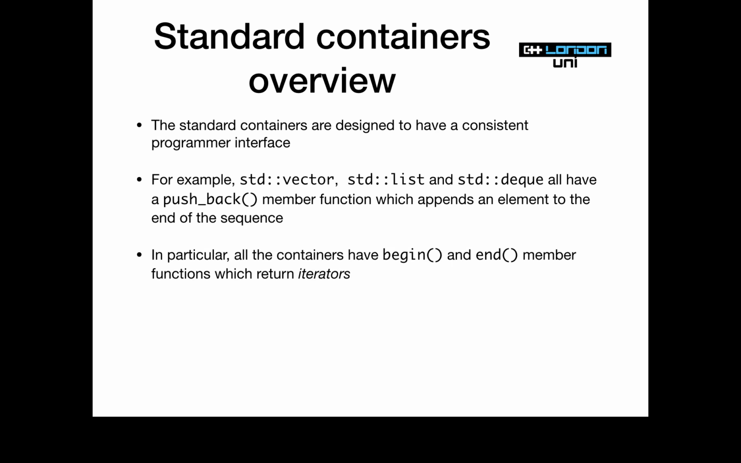And in particular, very importantly, all the containers have begin and end member functions, which return iterators. So this iterator thing that I've been going on and on about for the last few weeks: we call begin, it gives us an iterator to the start of a container. Call end, it gives us an iterator to one past the end of a container, and then we can pass the things that begin and end give us to the algorithms to do useful things with the elements of our container.